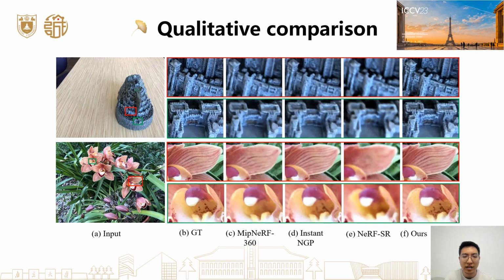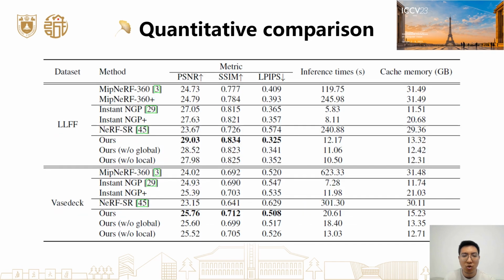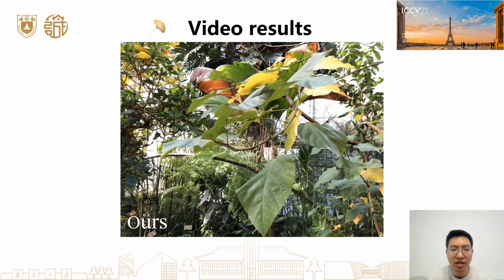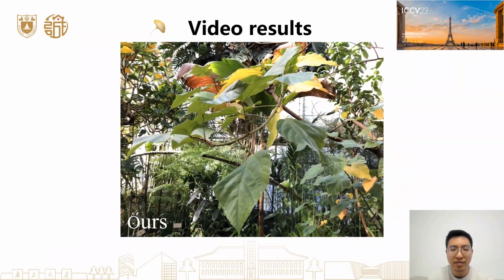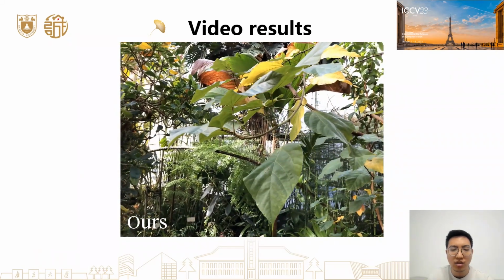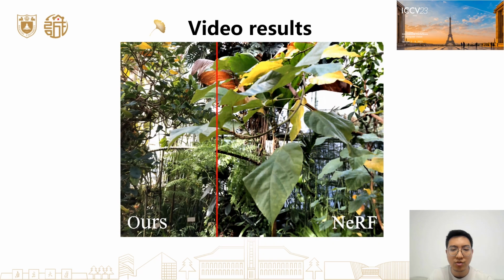Here's a qualitative comparison result. When zooming in on a specific area, our method significantly outperforms previous approaches in terms of detail preservation. The quantitative comparison also shows that our method achieves the best performance among all the metrics. Here's a video demonstration. As seen, our method can generate high-quality render results. Compared to NeRF, we can preserve much more fine-grained details.